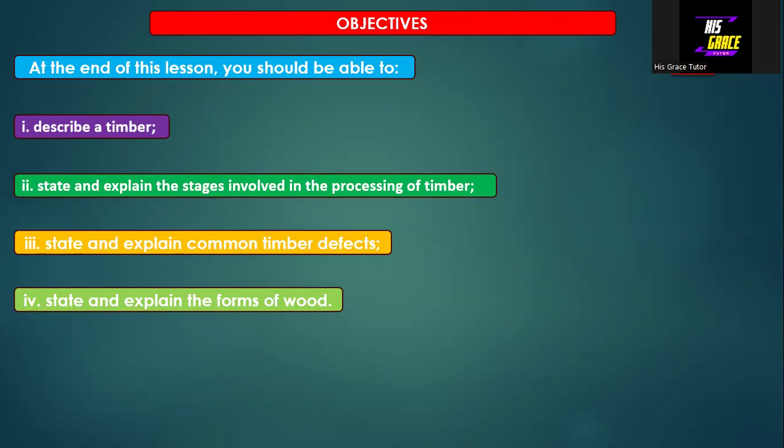The objectives of this topic are that at the end of this lesson, you should be able to describe timber, state and explain the stages involved in the processing of timber, state and explain common timber defects, and also state and explain the forms of wood. Those are the objectives of this topic, and I would like you to follow me as I explain each of what we have in this topic one by one.